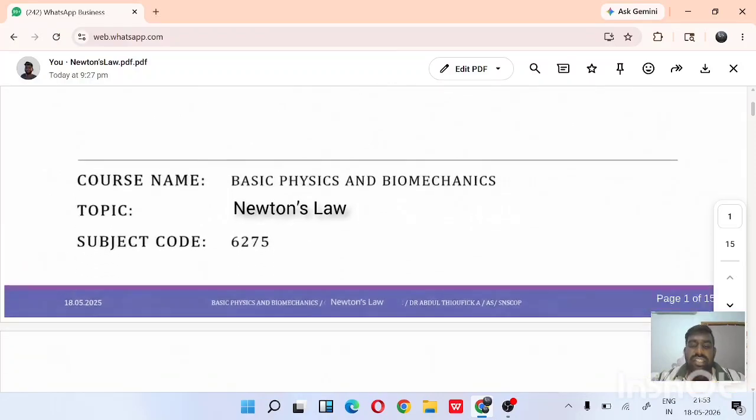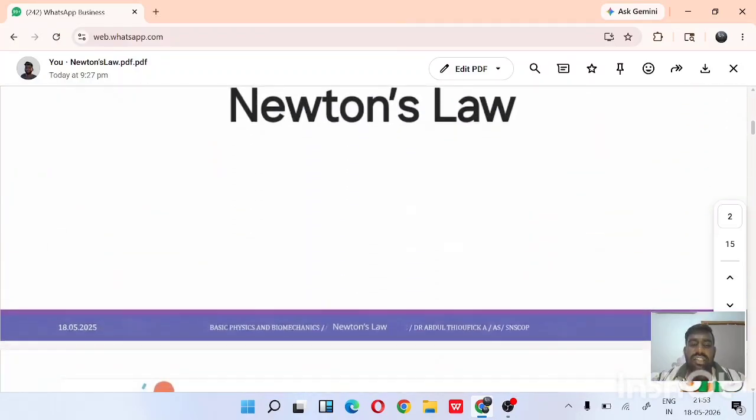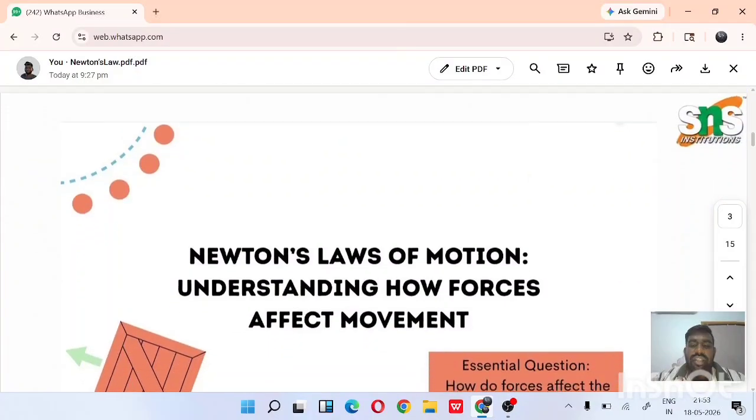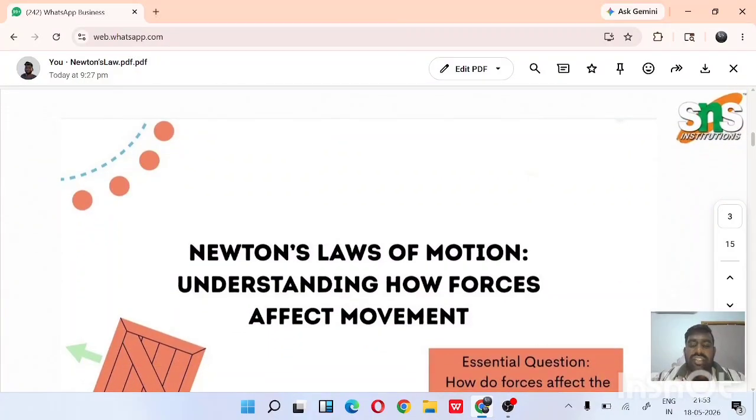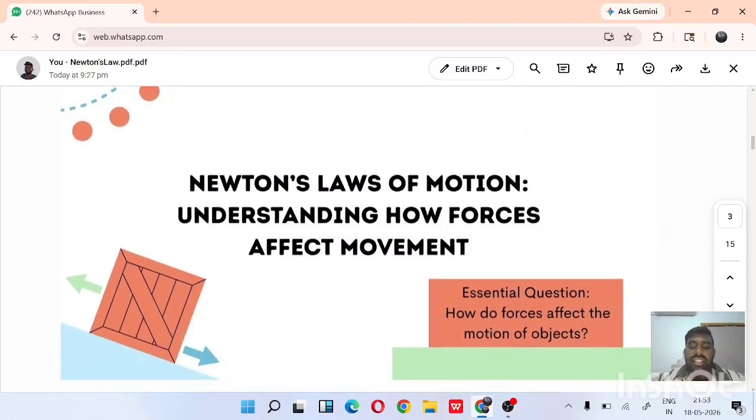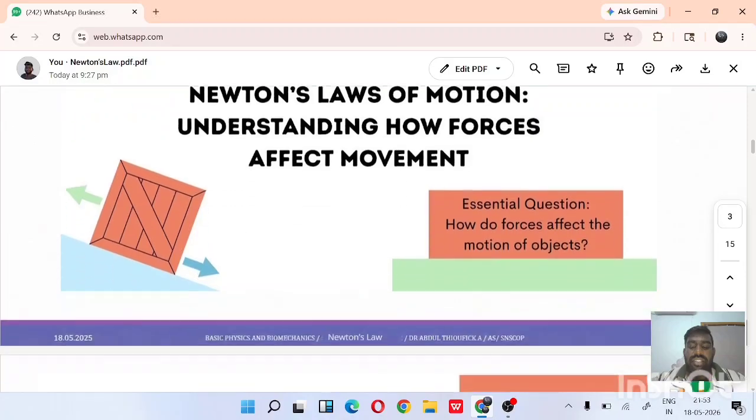There are three main laws. They are the first law, law of inertia; the second law, law of acceleration; and the third law, law of action and reaction. Understanding these laws helps us to analyze walking, running, jumping, lifting, rehabilitation, exercise, and sports performance.